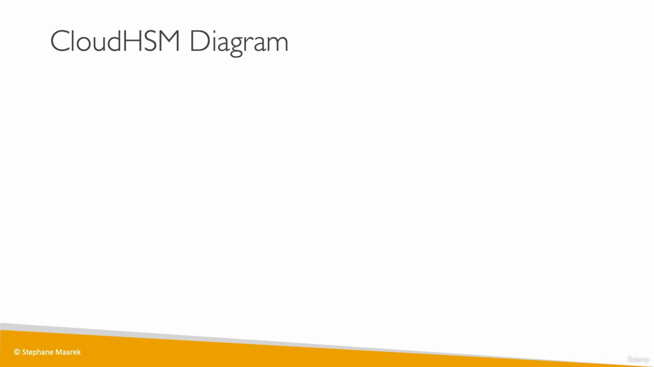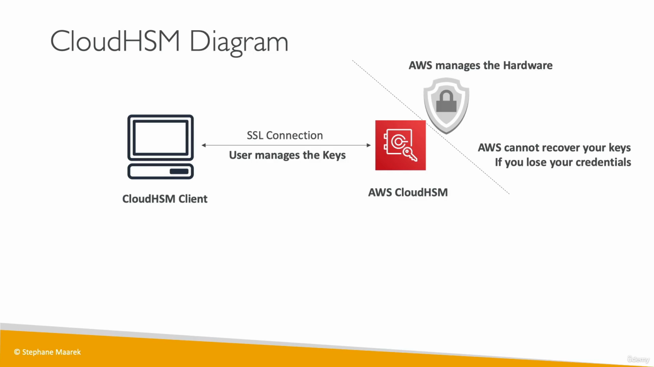So just to get an idea of HSM, this is the diagram. As you can see here, AWS only manages the hardware, and AWS cannot recover your keys if you lose your credentials. So really, if you decide to go with HSM, you need to make sure that you manage your keys and have a very strong way in place to not lose those keys. And then your Cloud HSM client will have a connection to your HSM device to get, write, and generate some keys.